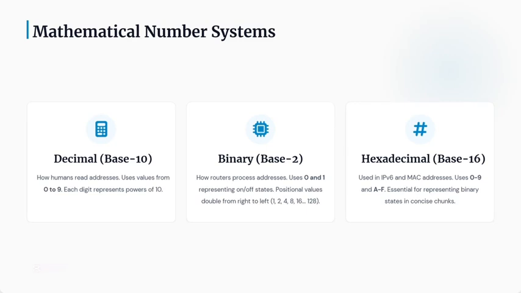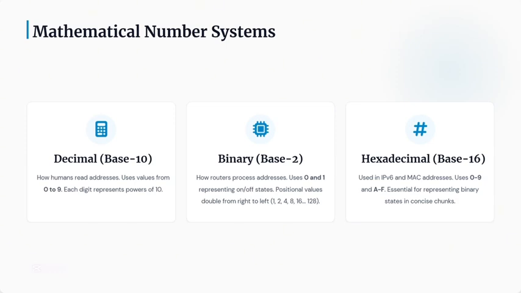To master networking, you need to understand three core number systems. First is decimal, or base 10. This is how humans read addresses, using digits 0 through 9. Second is binary, or base 2. This is how routers and switches process addresses behind the scenes, using simple on-off states represented by zeros and ones.